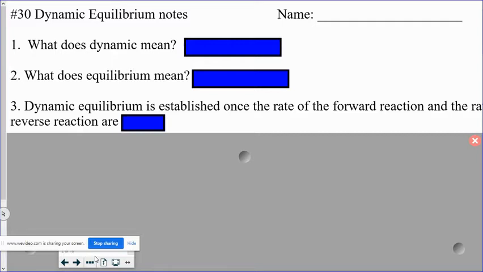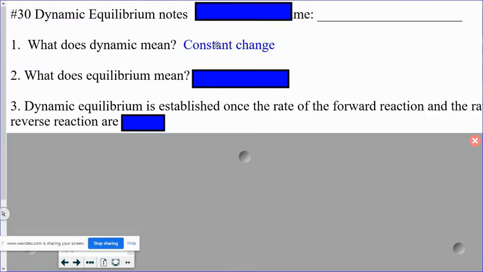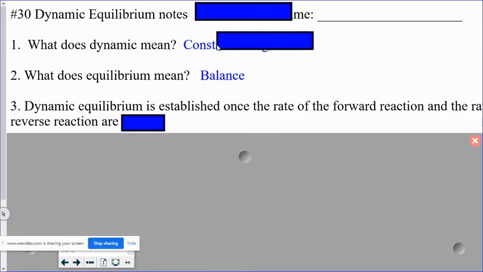So we need a few terms to go over at this point in time. The first one's called dynamic. What does that mean? It means constant change. Earlier in this unit, we did an aquarium where we're taking one bucket and dumping it into an aquarium and a different container, dumping it into a different aquarium. That dynamic part was that movement of water back and forth. So there was constant change going on.